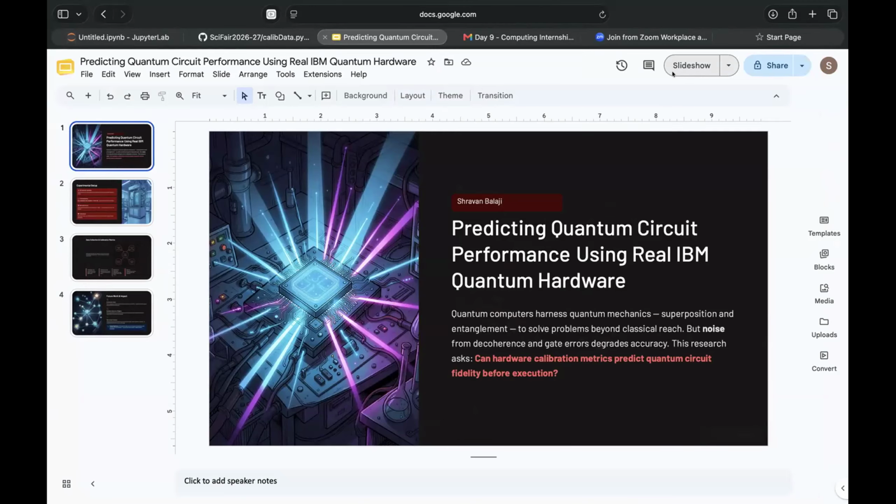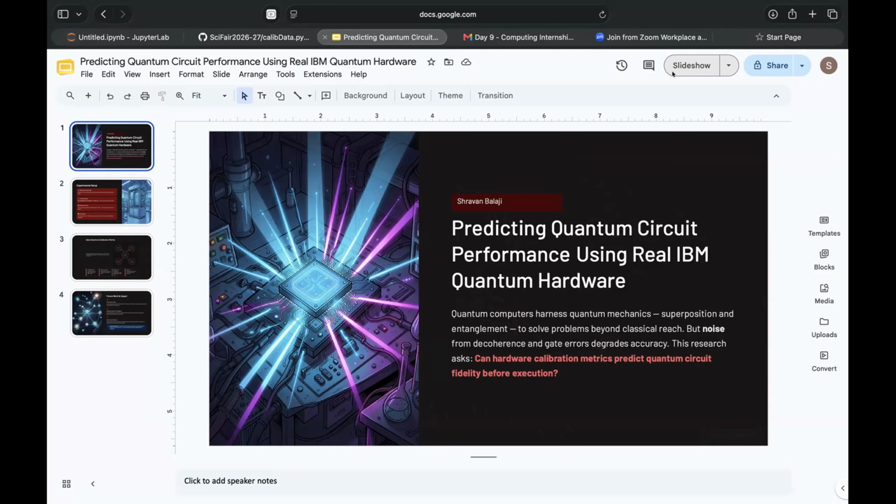My project investigates whether the performance of a quantum computer can be predicted using its hardware calibration data. Quantum computers have the potential to solve certain problems much faster than classical computers, but the problem is that they're extremely noisy. Even small errors in the hardware can significantly affect the accuracy of the computations. So my research question is, can hardware calibration metrics such as T1, T2, and error rates be used to predict quantum circuit fidelity?